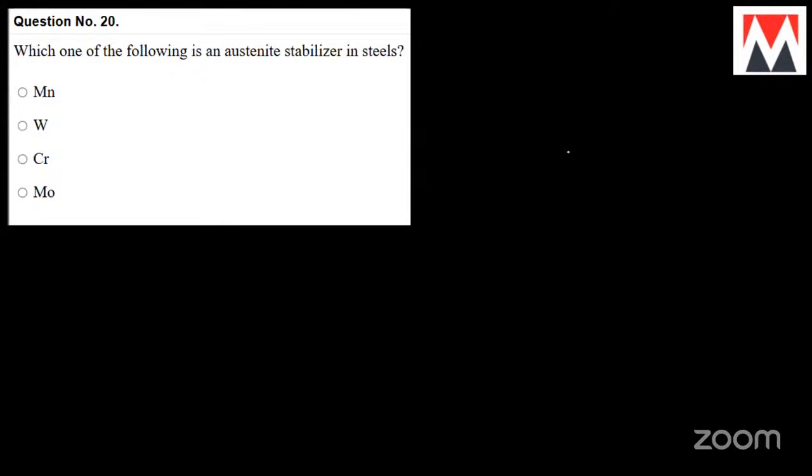Which one of the following is an austenitic stabilizer? Please write this.